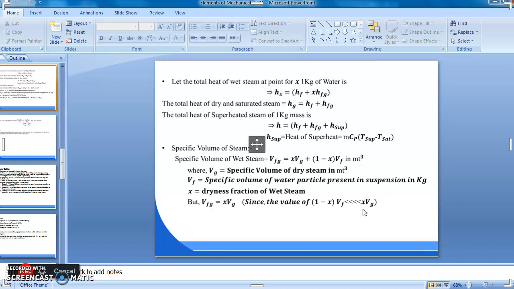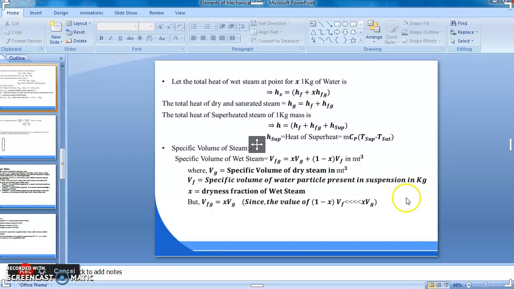For the superheated steam, the total heat absorbed, h super, will be equal to hf plus hfg plus h super. You should remember hf plus hfg is equal to hg, so we can write this equation again as hg plus h super. The value of h super can be measured by the equation m Cp (T super minus T saturation), where T super minus T saturation is known as the degree of superheat, T super is the superheated temperature and T saturation is the saturation temperature.